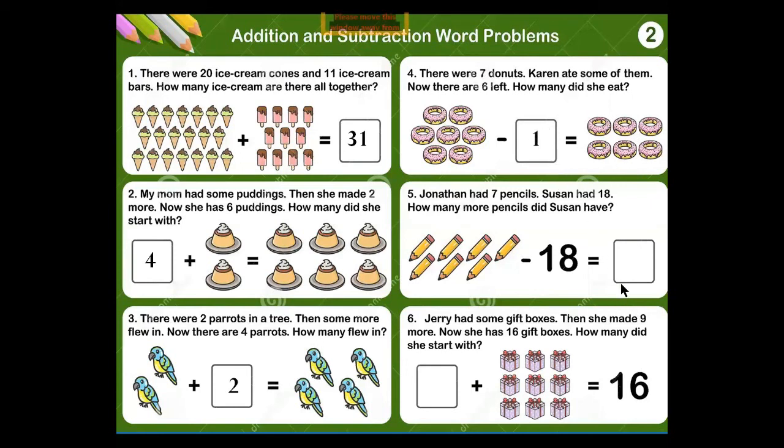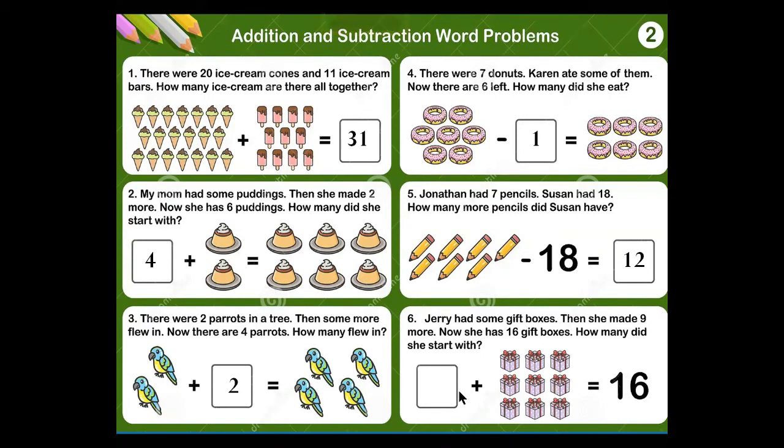Okay. The fifth one. Jonathan had 7 pencils and Susan had 18 pencils. How many more pencils did Susan have? Jonathan has 7 and Susan has 18. So how many more pencils did Susan have than Jonathan? 18 minus 7 equal to 11.